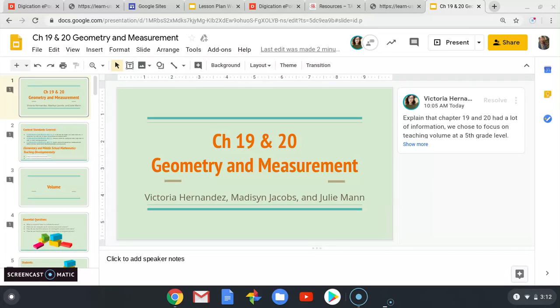I'm Madisyn Jacobs. This is week 8. Our topic was geometry. There was a lot of information in chapter 19 and 20, so we chose to focus on teaching volume at a 5th grade level. Group members include myself, Victoria Hernandez, and Julie Mann.